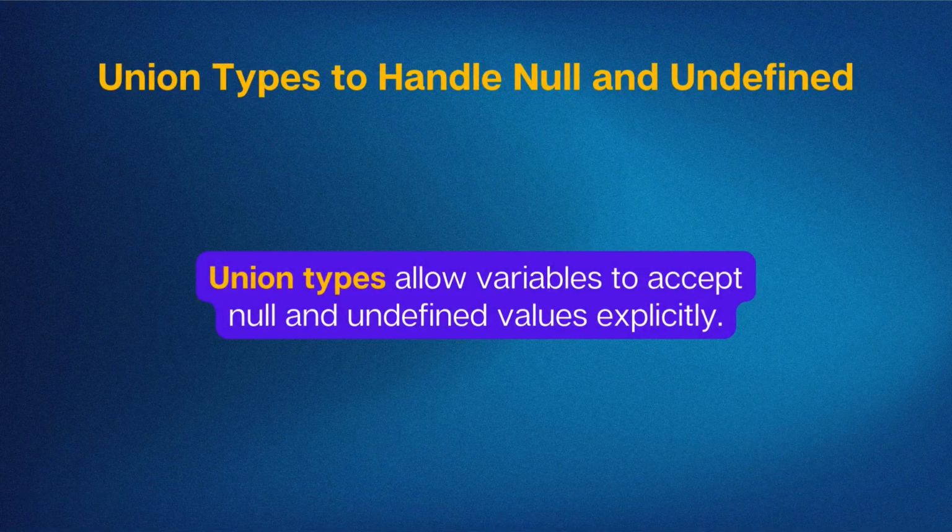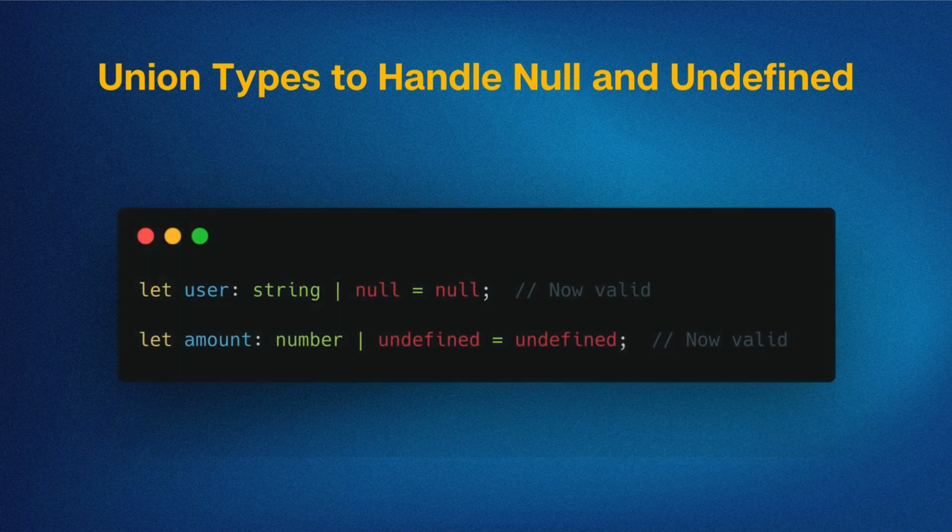To explicitly allow null and undefined, you can use union types. This approach lets you define variables that can legally hold null or undefined values. Here, user can be a string or null, and amount can be a number or undefined, giving you flexibility while maintaining type safety.